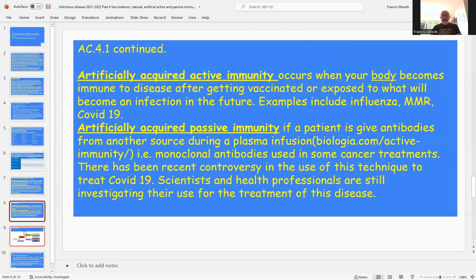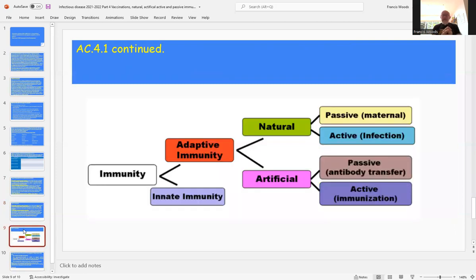Now, this is an overall picture of immunity. We have what we call innate, in other words, you're born with it. The adaptive, you've got natural and artificial. And in each case, there is a passive and active form of natural and artificial immunity.